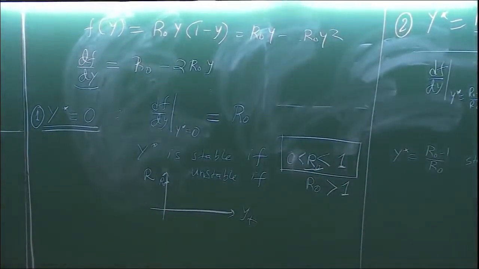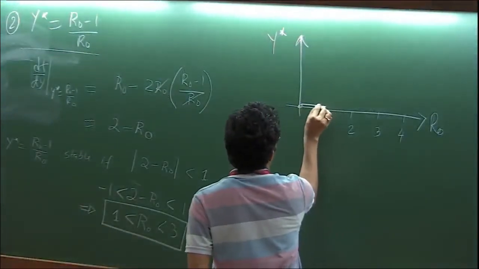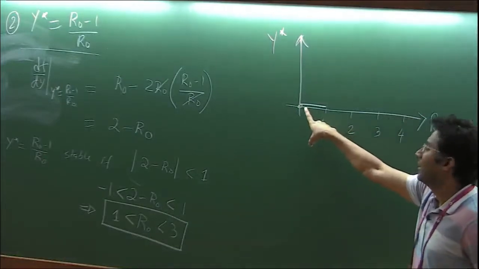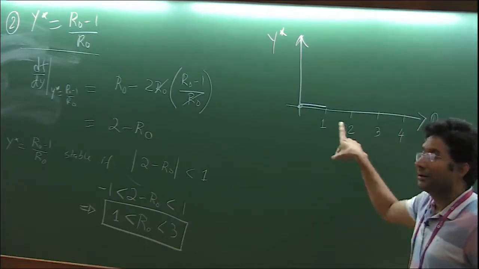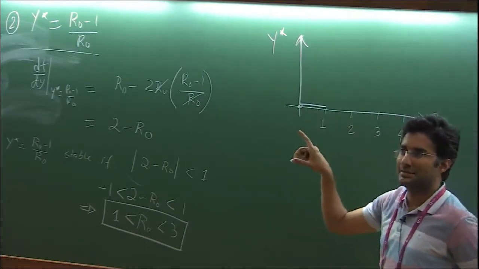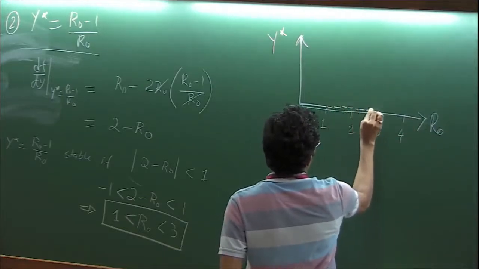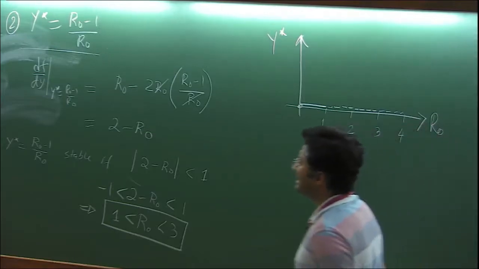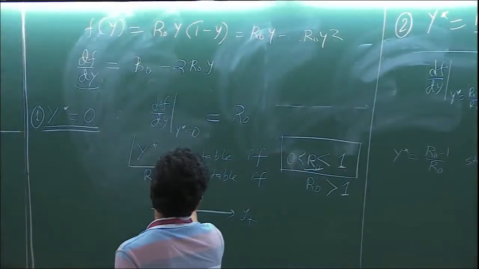So I will draw a solid line from here to here to indicate that this is an equilibrium, also a stable equilibrium. What happens beyond 1? This exists but it becomes unstable, so we denote that by a dotted line. Everyone okay so far? So I am basically representing this statement diagrammatically.